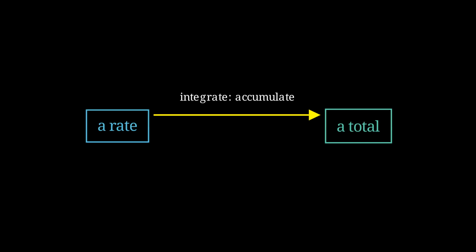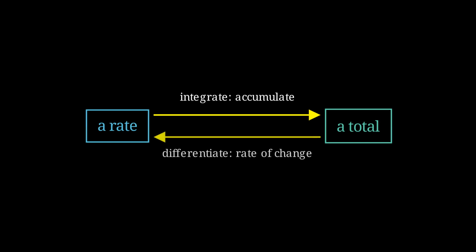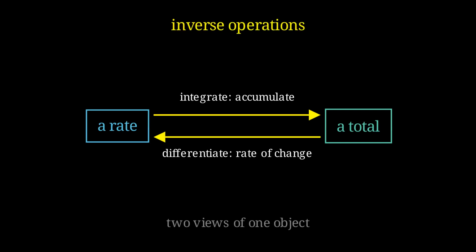The derivative takes a total and gives you its rate. The integral takes a rate and gives you back the total. They are inverse operations, like adding and subtracting, or multiplying and dividing. Do one, then the other, and you return to exactly where you began. This is why calculus holds together as a single subject, rather than two.